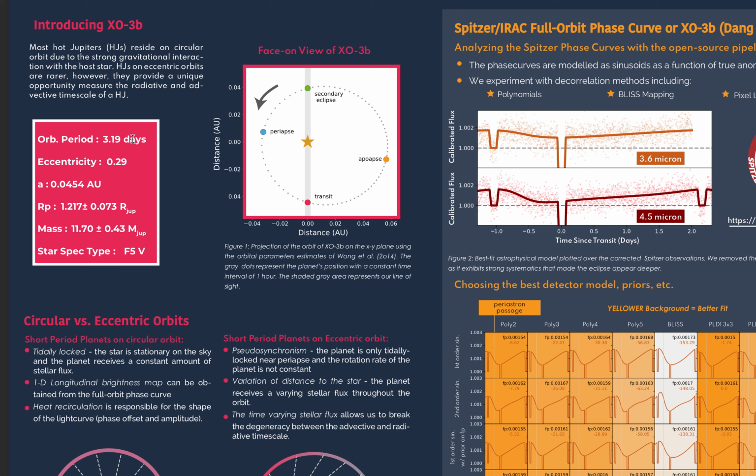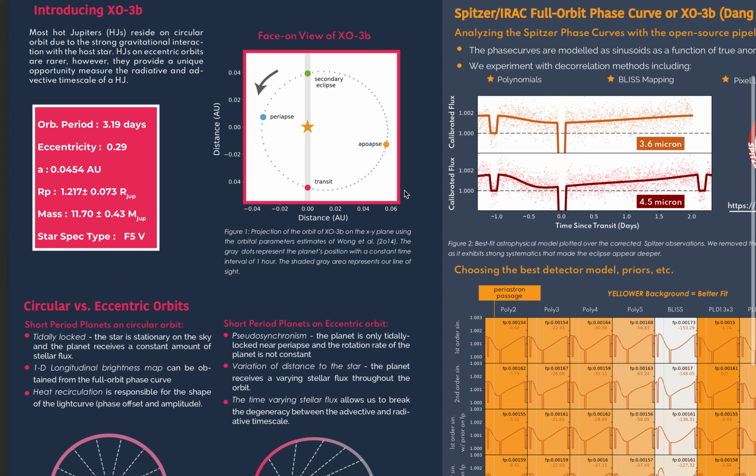Here is a top view of the orbit of the planet, where the occultation, periapse, and apoapse are labeled to get a general idea of the geometric view of the system. And the planet here is orbiting counterclockwise.